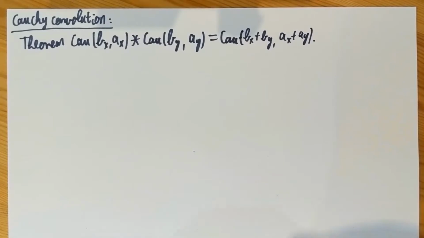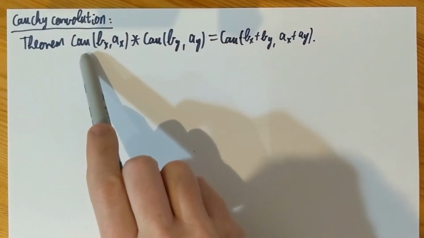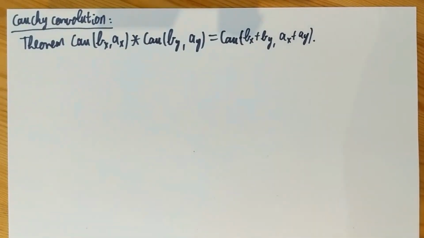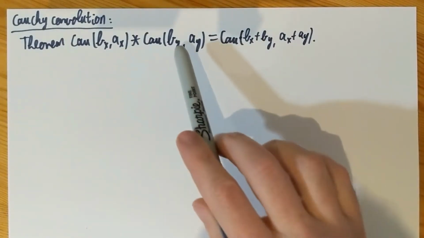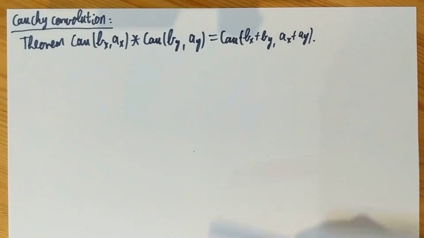And by now everybody is familiar with this convolution notation. It just says if I take a Cauchy random variable of parameters bx, ax, and independently another Cauchy of parameters by, ay, add them up, the sum is going to be Cauchy again with parameters bx plus by and ax plus ay.